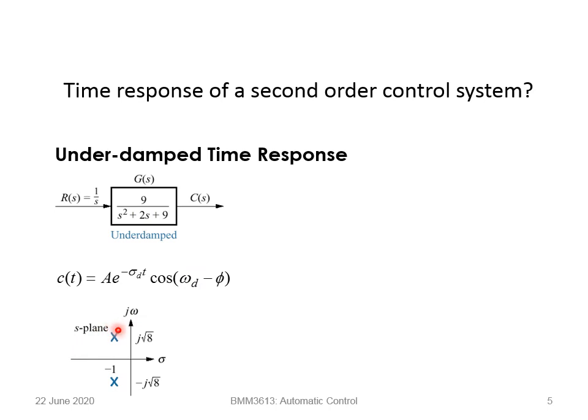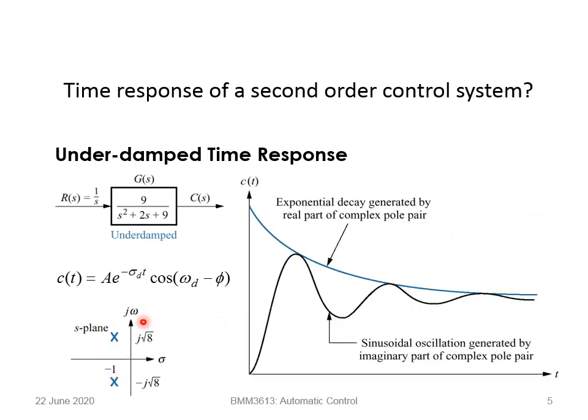Omega_d is our omega here, square root of 8, right? And sigma_d is our real component, which is minus 1. Therefore, if we plot the graph of this time response, we will end up with a curve of this form. So to summarize a bit, a curve in an underdamped time response has two components. The first one is what we call the exponential decay part, and the second one is the sinusoidal oscillation.